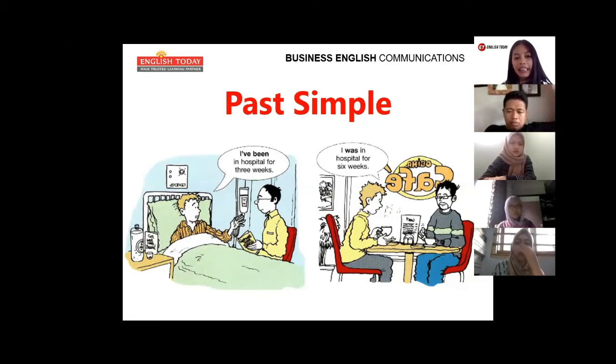Okay, now I would like you to have a look at the words which are in bold, like thicker, printed thicker. So we have been and was, correct? Let me read the first statement again. I've been in hospital for 3 weeks. We have been. I have been. I've. And the second statement, I was in hospital for 6 weeks.